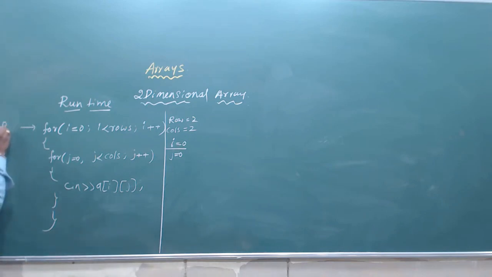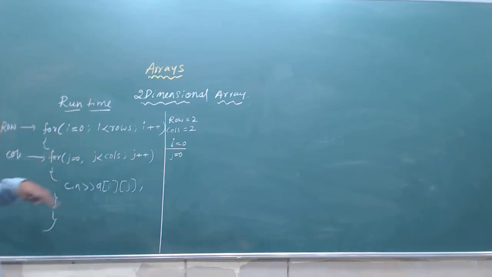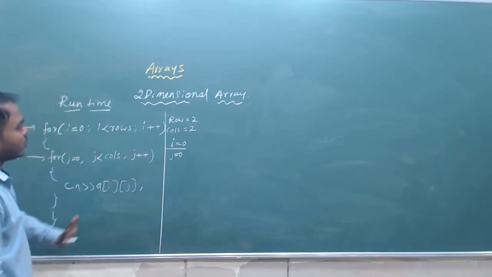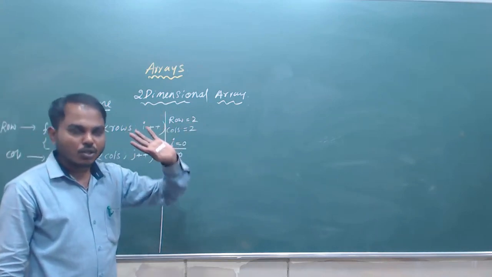This is for row, and this will be for columns. Right? Okay. So initially i is equal to 0, j is equal to 0. The number of rows I have taken as 2 and columns I have taken as 2. Okay.